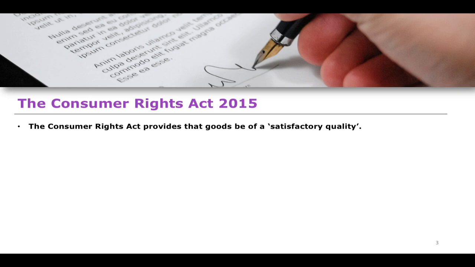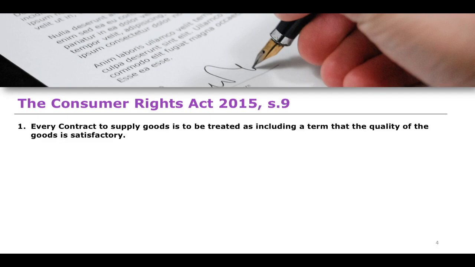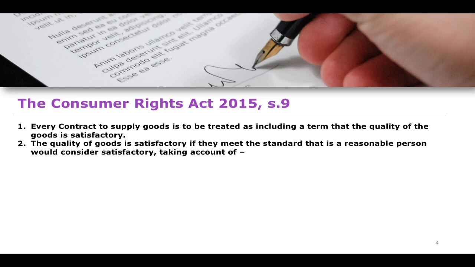So one of the provisions within the Consumer Rights Act provides that goods which are bought by consumers, and obviously sold by producers, ought to be of good, satisfactory quality. This is outlined in Section 9. Now, Section 9 says the following. It says that every contract to supply goods is to be treated as including a term that the quality of the goods is satisfactory. The quality of goods is satisfactory if they meet the standard that a reasonable person would consider satisfactory.